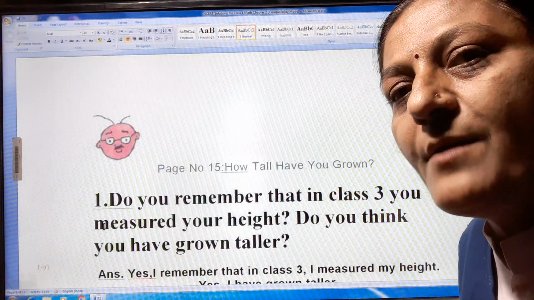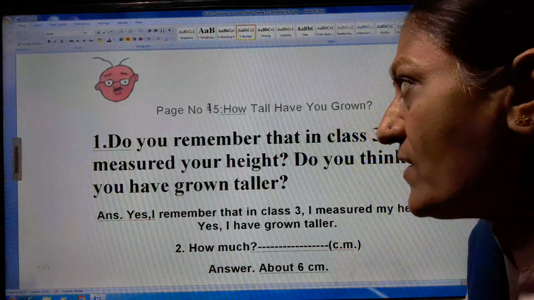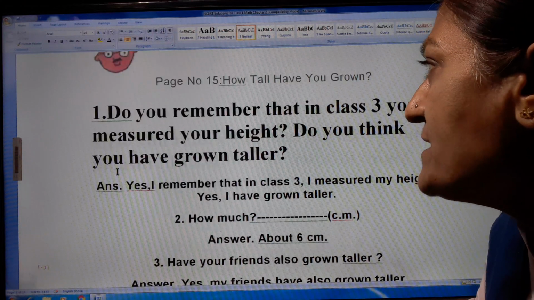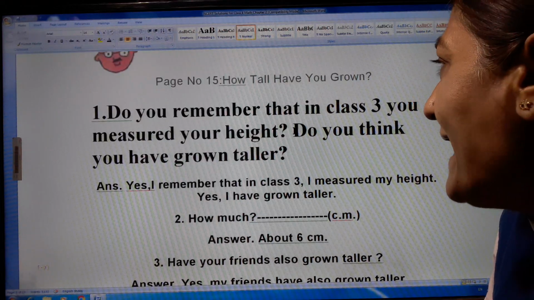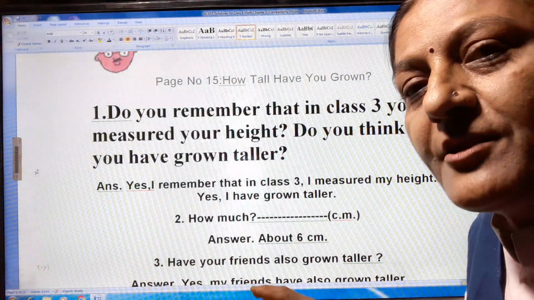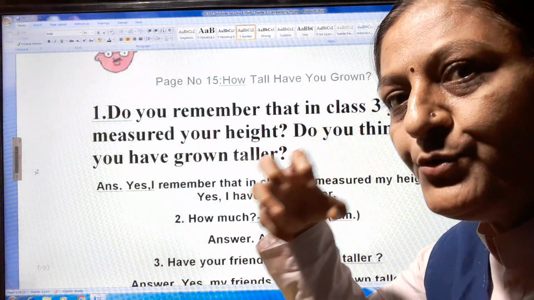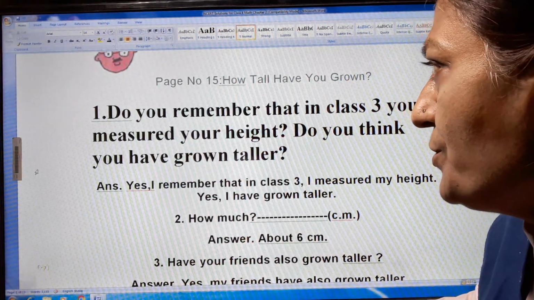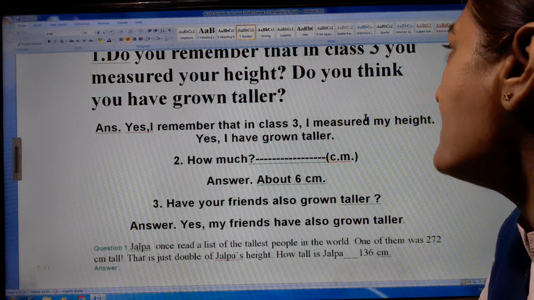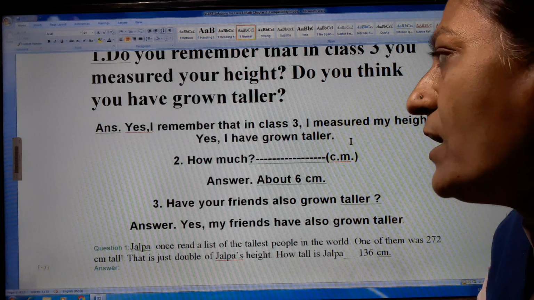Now page number 15. How tall have you grown? The first question is, do you remember that in class 3 you measured your height? Do you think you have grown taller? Yes, I remember that in class 3 I measured my height. Yes, I have grown taller.